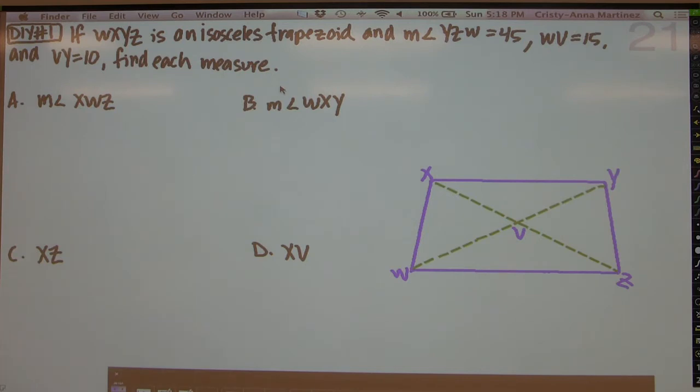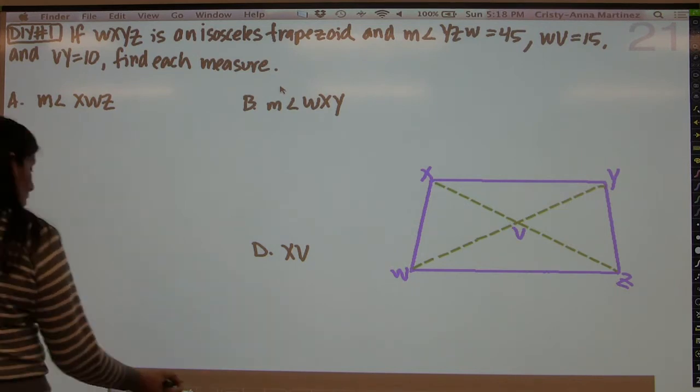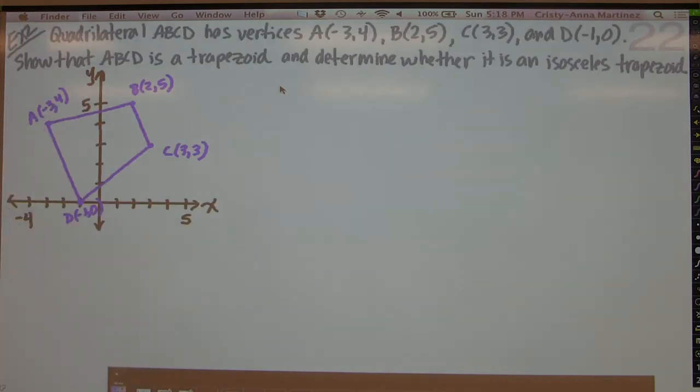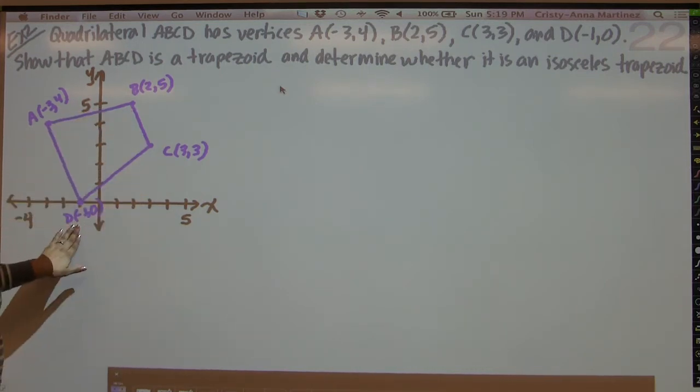So now we want you to try this little guy. And I did tell you that it's isosceles, so that's good. And then we will go on to coordinate geometry, where I have already begun the process for you. So it says quadrilateral ABCD has vertices A(-3, 4), so there we got that guy. B is (2, 5), there you go. C is (3, 3), and D is (-1, 0). Show that ABCD is a trapezoid and determine whether it is an isosceles trapezoid.